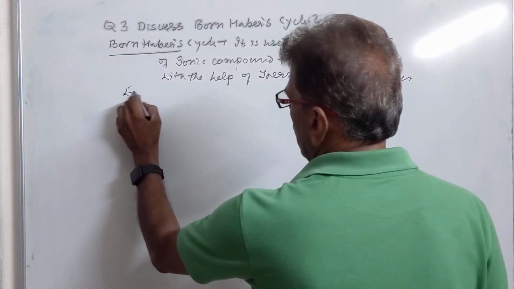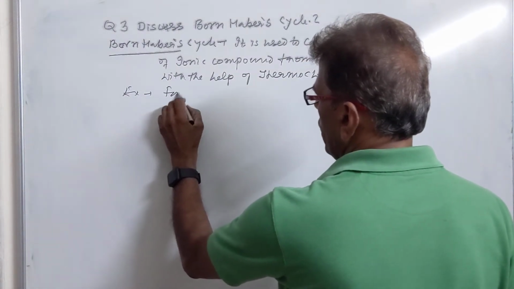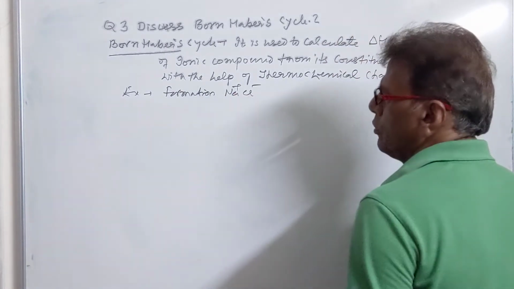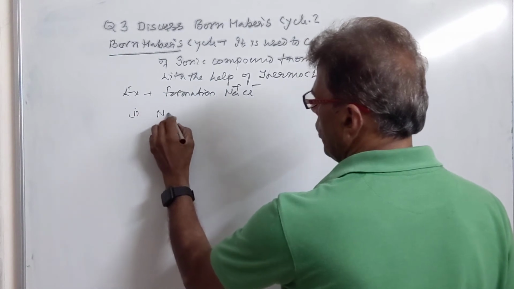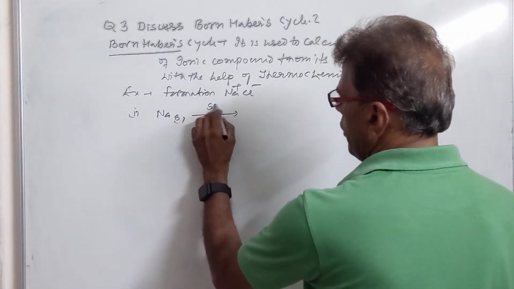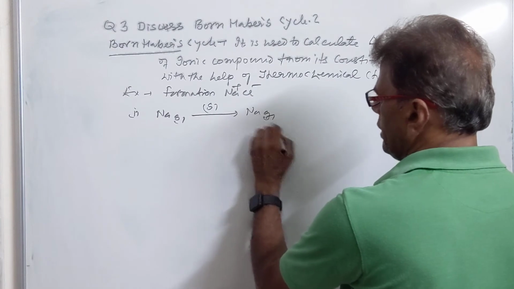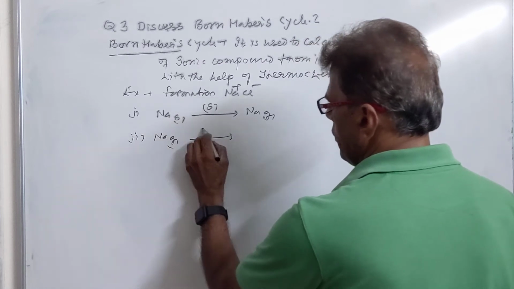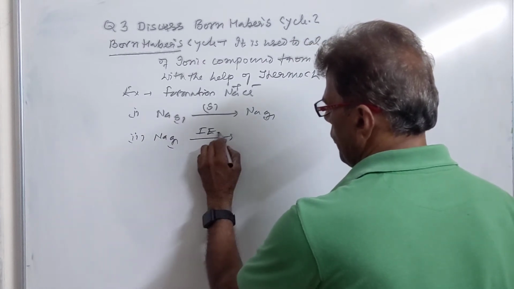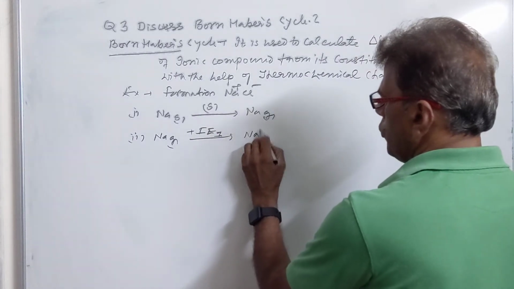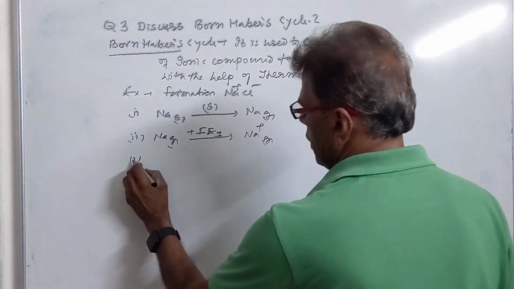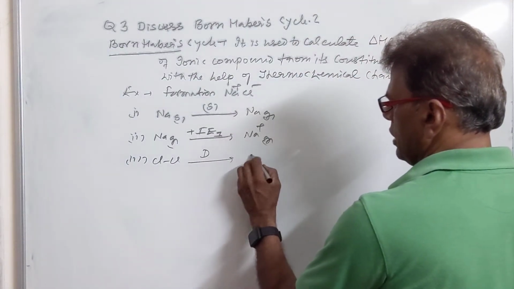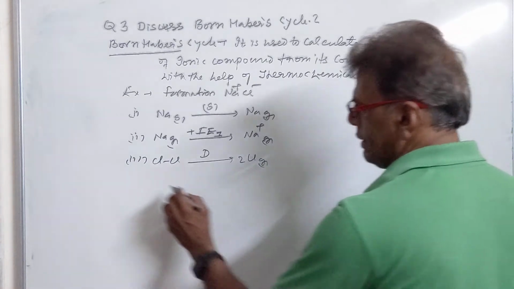For example, let us see the formation of NaCl. It involves 5 steps. First, conversion of solid sodium by giving it sublimation energy into gaseous sodium. Secondly, gaseous sodium is given the ionization energy, then it forms a gaseous Na positive ion. Thirdly, the Cl2 molecule has to be broken; bond dissociation energy is given, and we get 2Cl gaseous.